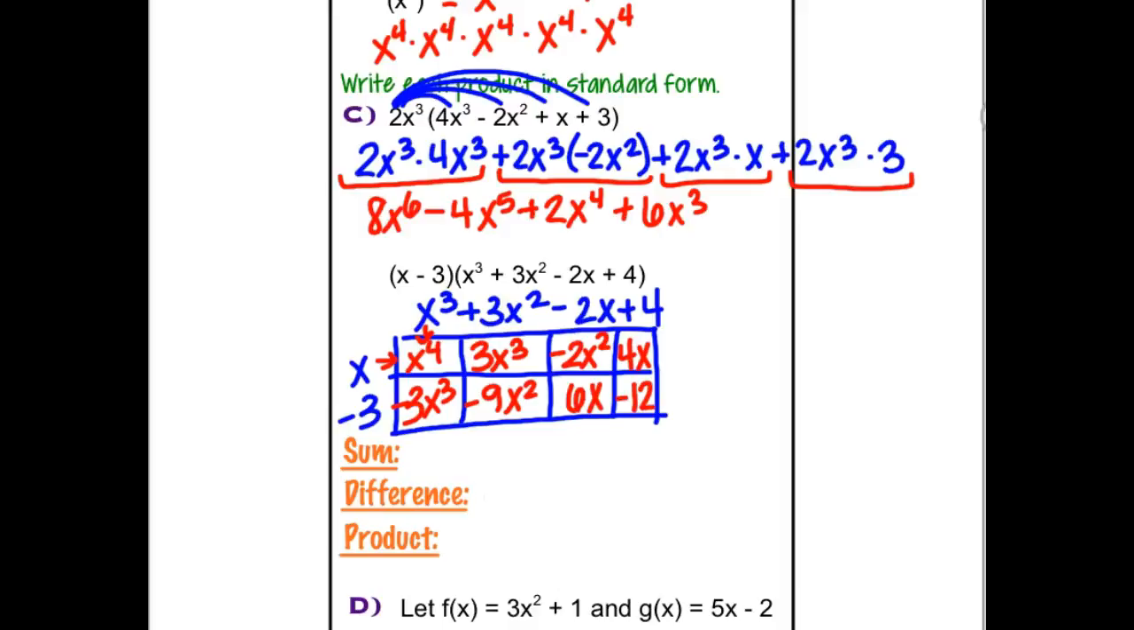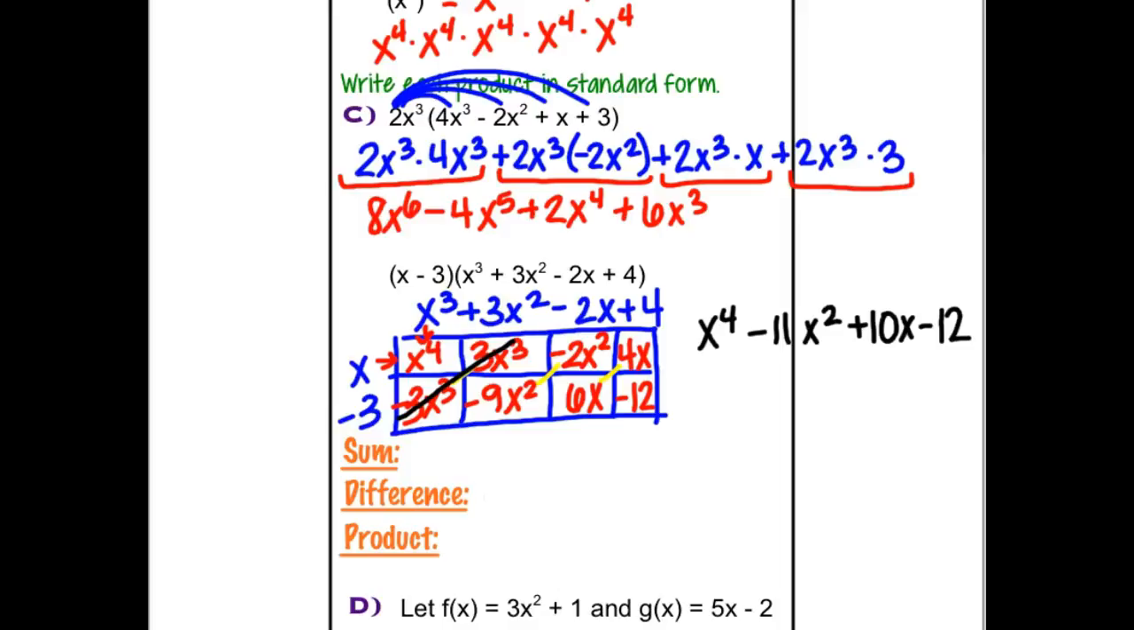The nice part is that my like terms are right down the diagonals. So now I just have to combine my like terms. So I have x to the 4th. 3x cubed and negative 3x cubed cancel. Negative 9x squared and negative 2x squared is negative 11x squared. 6x and 4x is 10x, minus 12. And my answer is done.